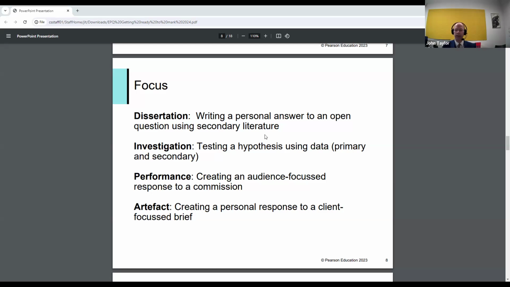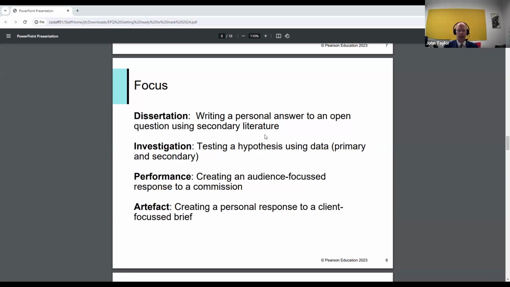Performance and artifact are creative units. They involve a slightly different approach. And it's important to emphasize that there is a difference here. We would typically start a dissertation or an investigation with a question or possibly a hypothesis in the case of the investigation unit. But performance and artifact start really with a challenge, a practical task or brief that's been set, or that the learner imagines themselves being set. There doesn't need to be a real client, but often it helps to imagine that there is.